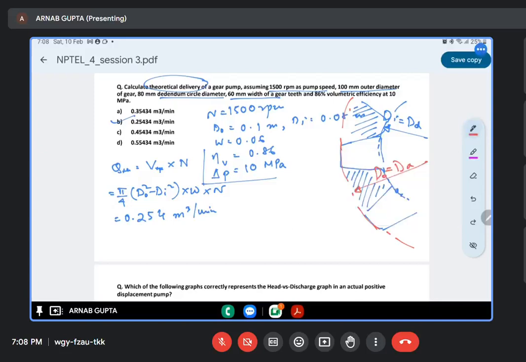If you are asked what is the value of actual delivery, then how should you approach? Actual delivery is less than theoretical delivery because there will be some amount of loss, which occurs either through the clearance or while the two gears are mating at that part also. Suppose this is one gear and this is the other gear.